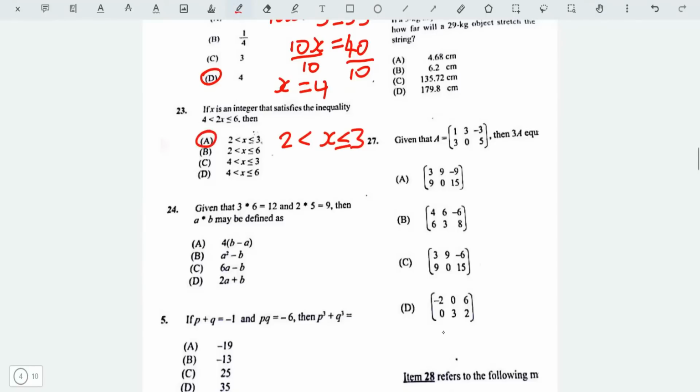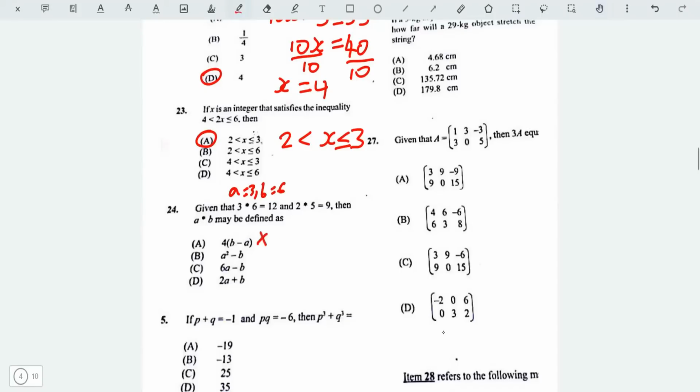That's option A. It says, given that 3 star 6 is 12 and 2 star 5 is 9, then which best describes A star B? Let's check out this one: 4 times (B minus A). Think of your A as 3 and your B as 6. So 6 minus 3 is 3, 3 times 4 is 12. Well, let's check the second one here. 5 minus 2 is 3, 3 times 4 is not 9. So the first one doesn't work.